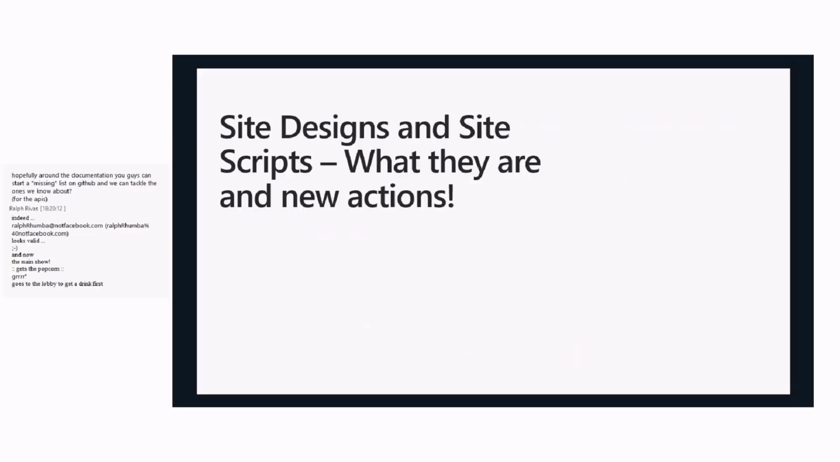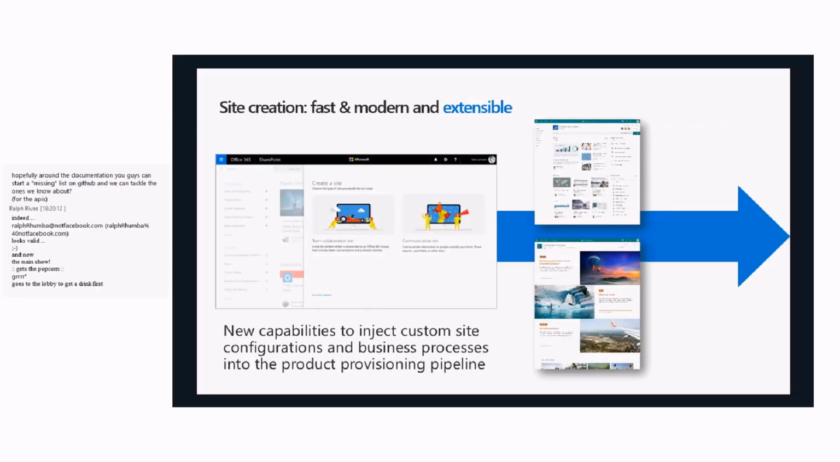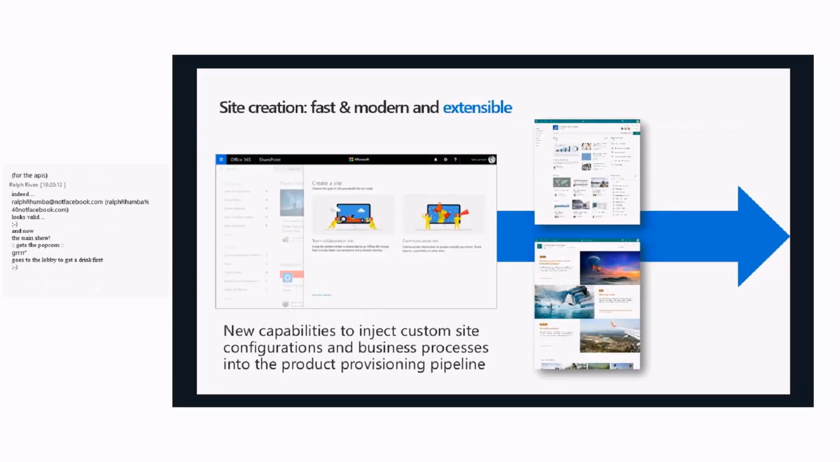Cool. So let's make sure that everybody is up to date on what we are talking about. Site designs and site scripts, what are they and what are the new actions? First of all, on site creation, we've done significant investments in modern site creation in SharePoint Online. Again, this is in SharePoint Online for now, potentially in SharePoint 2019, but we can't say that right now on this call. We've done significant investments in making site collection provisioning extremely fast. This is now 4 to 5 seconds, which is a humongous improvement as it was 15 minutes in the past.